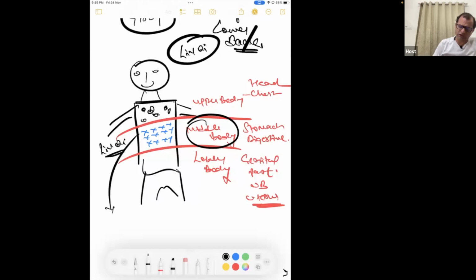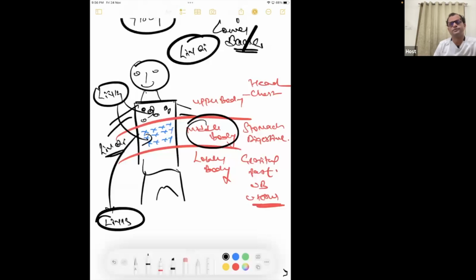So liver 13 is the point that will make the free flow of the energies and remove all pain from this part. Liver 13, right? And liver 14 is the point that will make the free flow from this as well as this part. So now we can understand the very, very important role of liver 13 and liver 14.